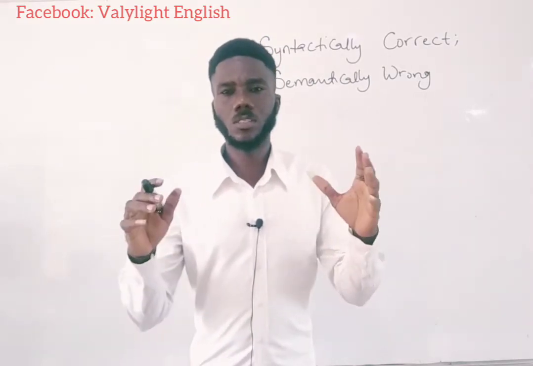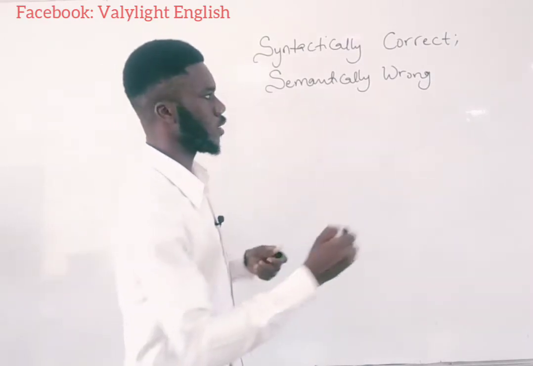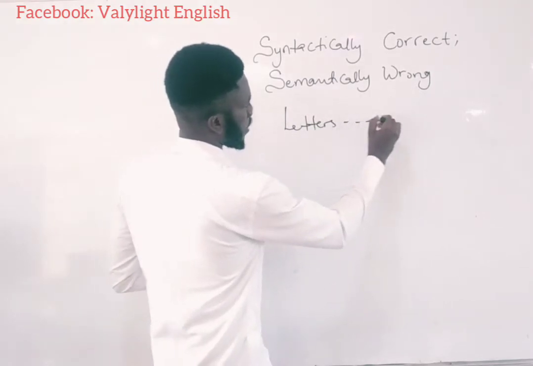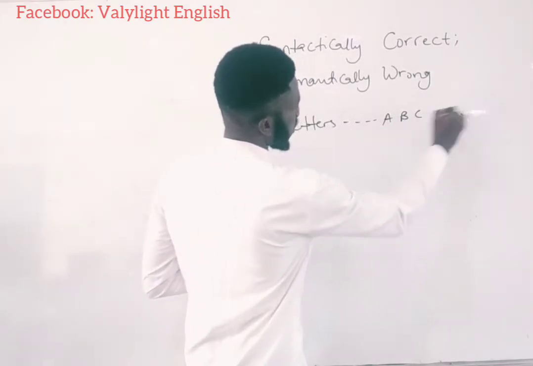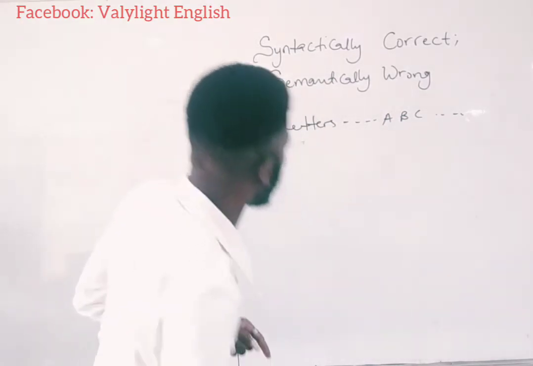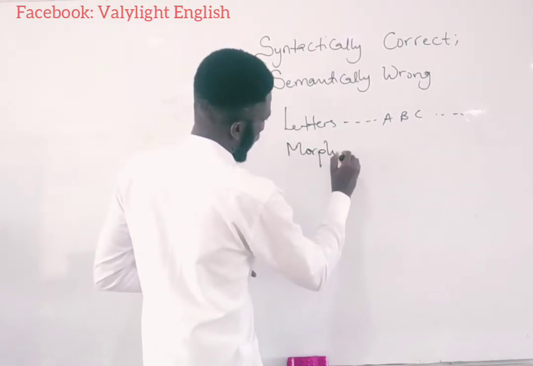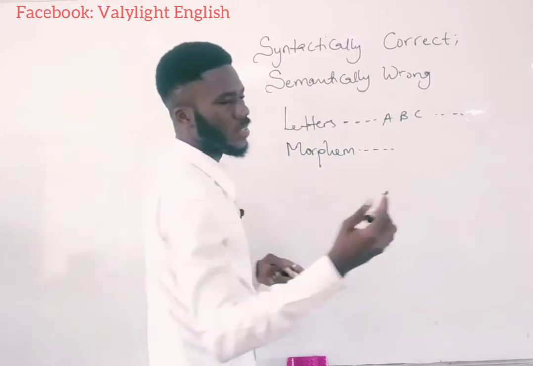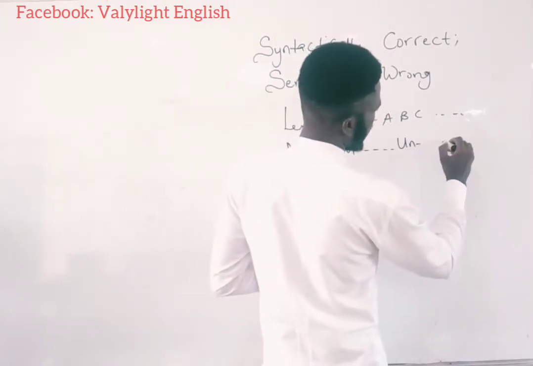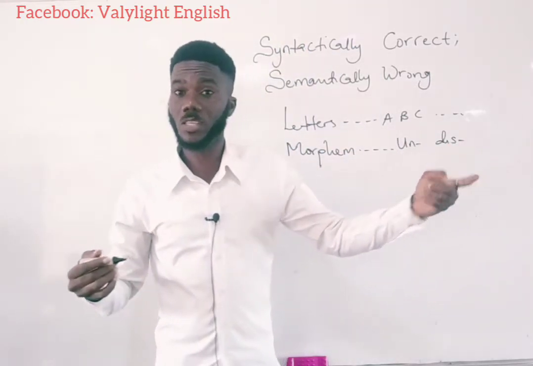Now, this is what you have to understand before we talk about this. In English language, you know we have the letters, I mean, the letters of the alphabet, where you talk about your A, B, C, and the rest of them. After the letters, you have something known as morpheme. That is the place where you see things like on, this, and the rest of them. This is where you talk about your prefixes and your suffixes.